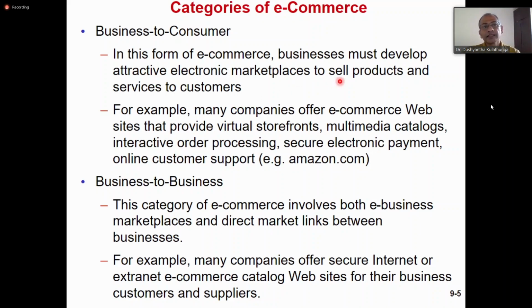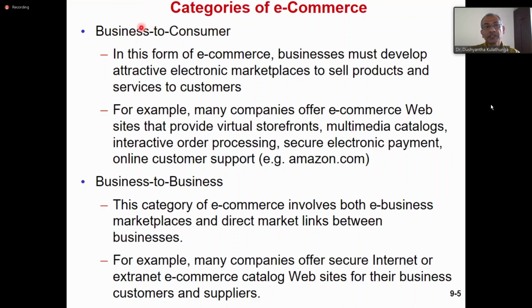Now, the first one is business to consumer. Now, business to consumer electronic commerce. Now, what is business to consumer electronic commerce? That is a category of electronic commerce where a business organization focuses on its consumer.